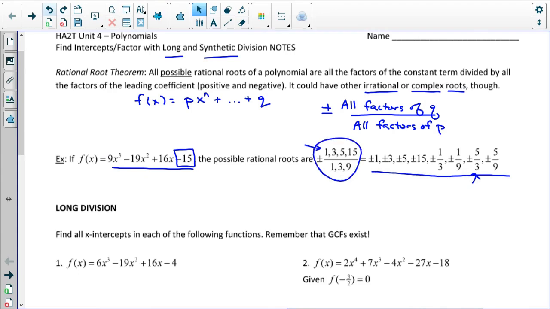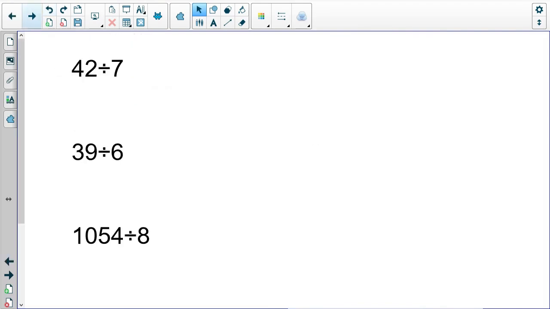So 1 divided by 1, 1 divided by 3, 1 divided by 9. 3 divided by 1, 3 divided by 3, 3 divided by 9. 5 divided by 1, 5 divided by 3, 5 divided by 9, and so on. So that's how you can find possible rational roots. And that helps us when we're trying to figure out how to divide.